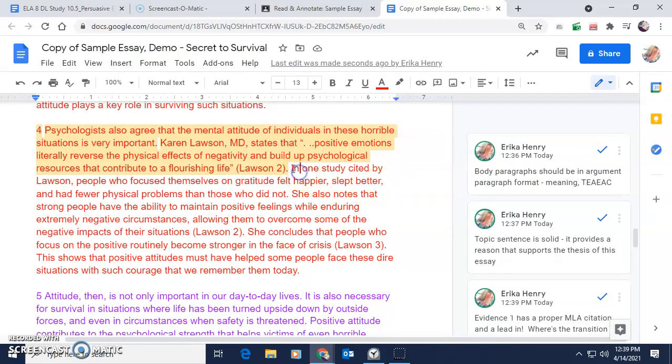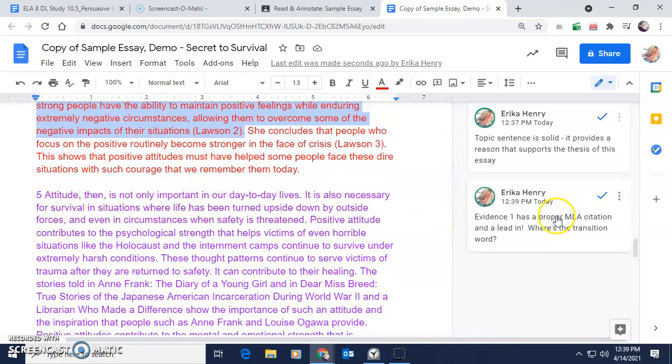And the next sentences, not analysis. This next sentence is, in one study cited by Lawson, they're paraphrasing, which means instead of giving direct quotes, they're saying it in their own words. I don't want you guys paraphrasing. But this entire next section is more evidence. They never explained their first evidence, so we have a problem.